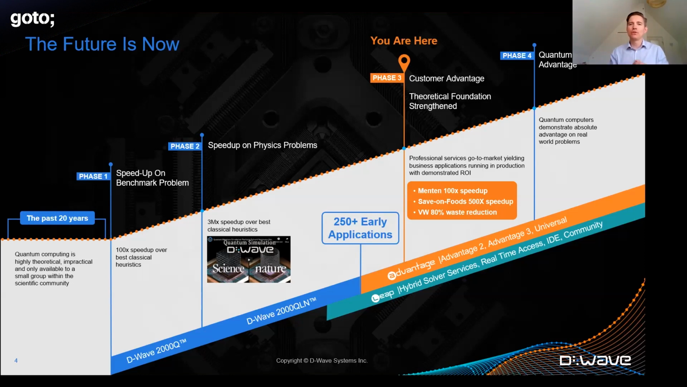And that's the phase we're looking at right now, which is creating the products and tools and helping users to quantum hybridize their applications so they can see customer advantage in their applications right now. So Manton, for instance, has been finding that they can get to solutions 100 times faster than they could with classical techniques. Save on Foods, I mentioned that, taking a problem from 25 hours down to 2 minutes. Volkswagen in that paint shop scheduling, reducing the waste on that production line by 80%. So there are real gains that can be made by using these kinds of quantum hybrid solving techniques today.